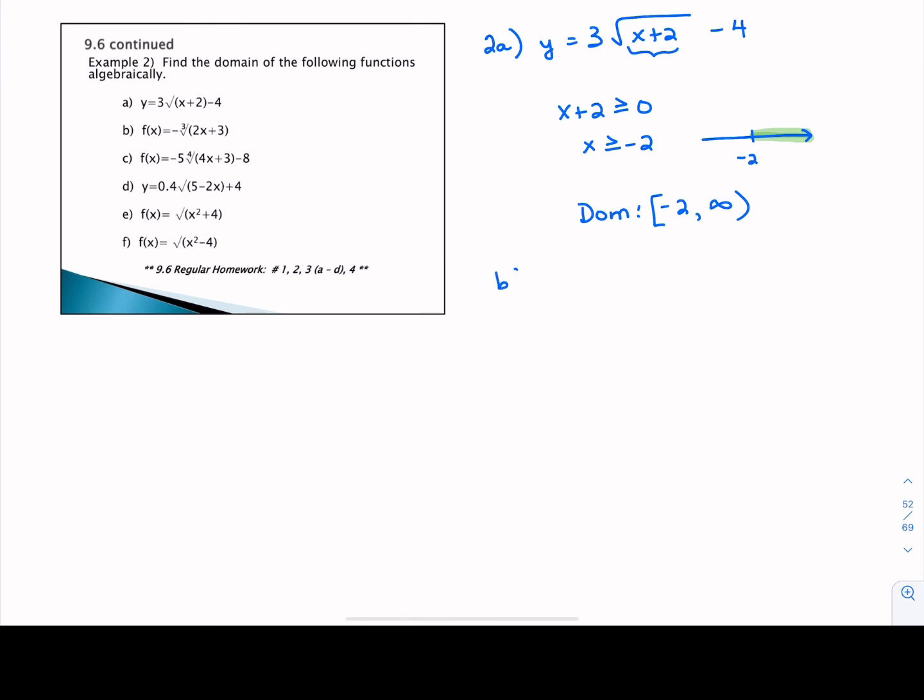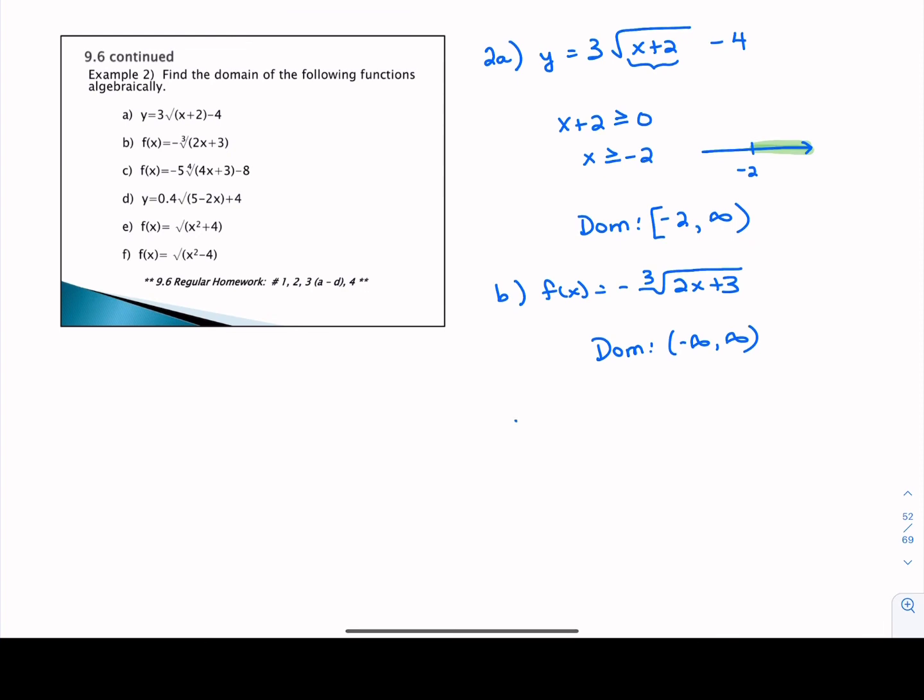The second function you're given, f of x, is equal to negative the cubed root of 2x plus 3. In this particular equation, we notice right away that it is an odd index, and we know regardless of what's happening in the radicand, when you have an odd index and a root, the domain can be anything. So we're saying x can be from negative infinity to positive infinity, because we can take the cubed root of a positive number, but we could also take the cubed root of a negative number.